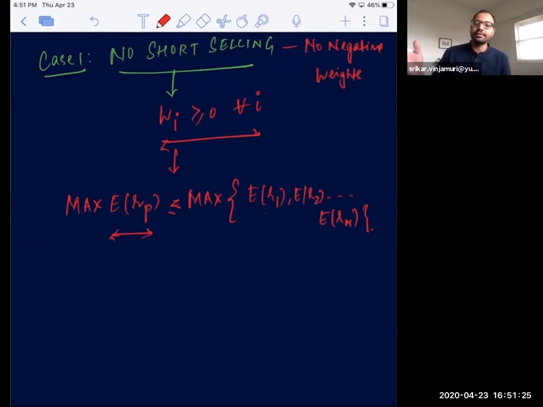If you have 5 different assets to choose from, one asset returns 10%, the second returns 20, the third returns 30, 40, 50, the best you can do with your portfolio, the maximum return you can get, is to take all of your money and put it in the asset which has the highest expected return of 50%, and you're limited by that.